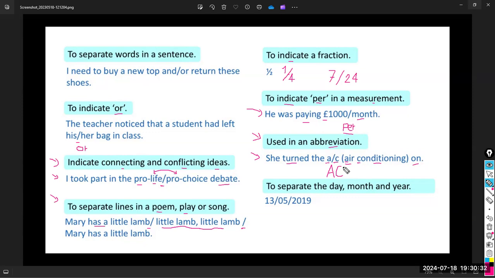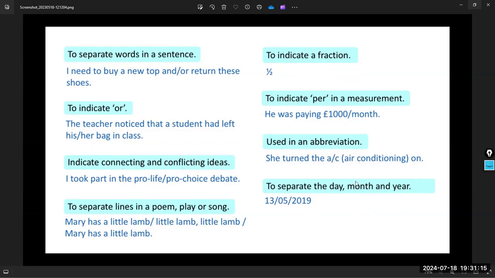Now, the final usage of slashes is to separate the day from the month from the year. When we discussed this rule in using the comma, we said that we have to use a comma. Am I right? So you have now another solution. You can use commas to separate days, months from the years, or you can use slashes. But using slashes is more formal than using commas, especially if you are writing an email. So you have to use slashes, not commas. A formal email, I mean, or formal letter.